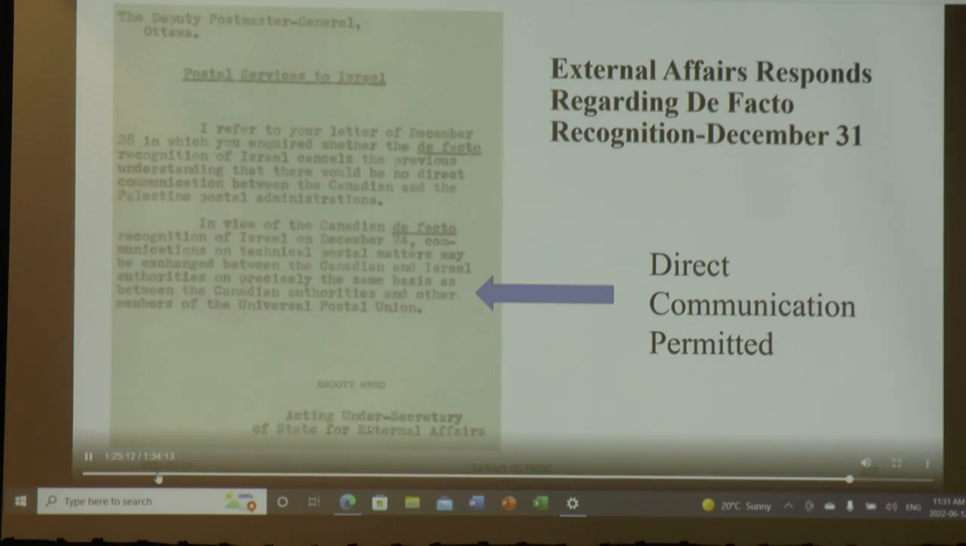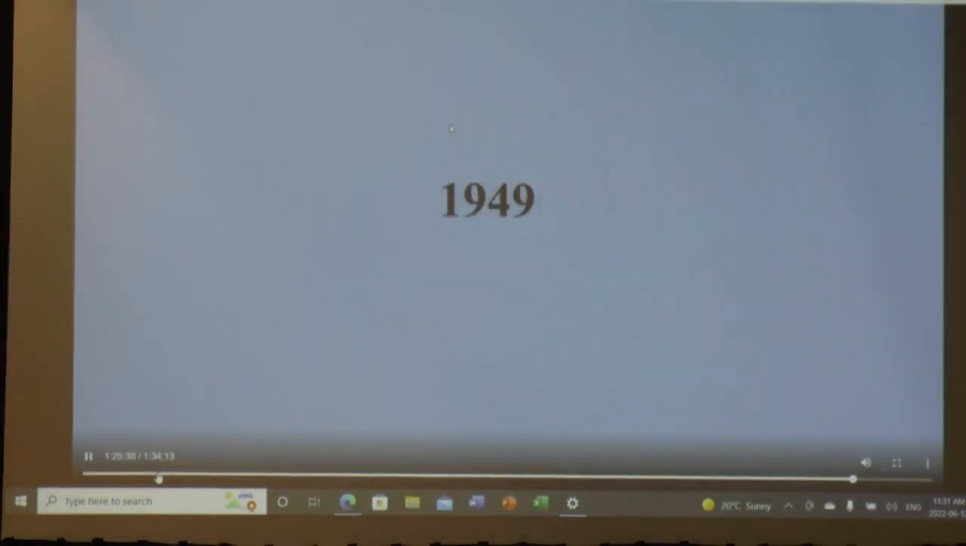And Pearson, as Secretary of State, with Escott Reid now acting as the Undersecretary, says, okay, now you can go and communicate directly, just like we do with everybody else who's a member of the Universal Postal Union. And what's so ironic about this is Canada didn't support the application of Israel into the Universal Postal Union, and that didn't occur until the end of 1949.